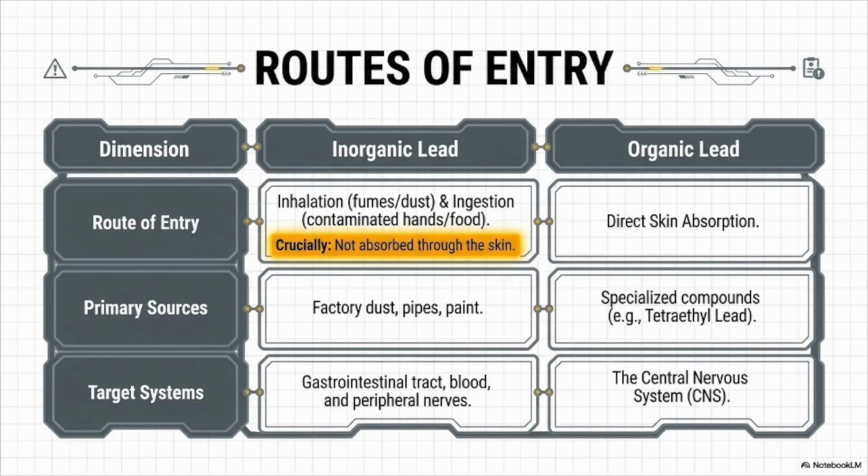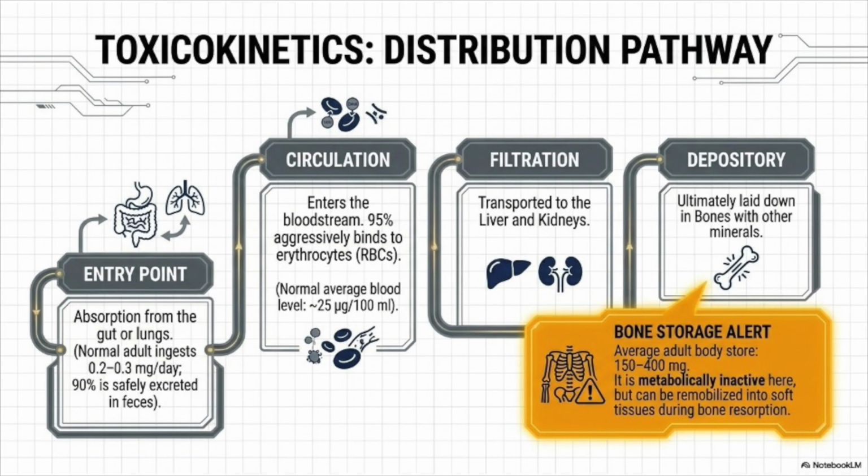Next, let us see how lead enters the body. There are two major forms of lead. Inorganic lead enters mainly through inhalation of lead dust and fumes or through ingestion of contaminated food and water. Organic lead compounds such as tetraethyl lead are lipid soluble and are readily absorbed through the skin. Once absorbed, lead enters the bloodstream and is transported throughout the body where it affects multiple organ systems.